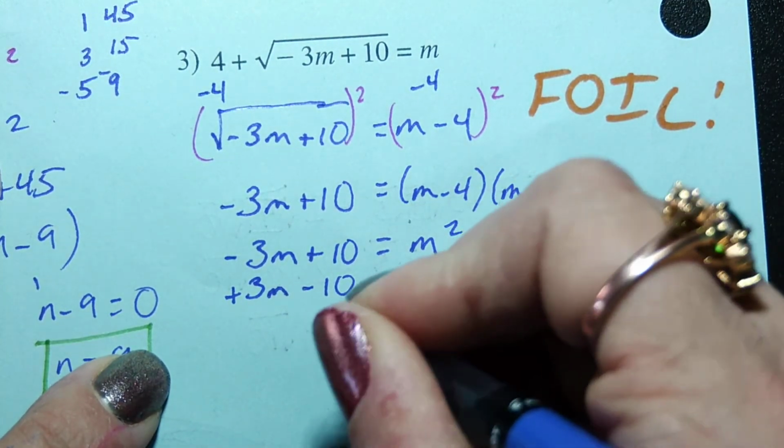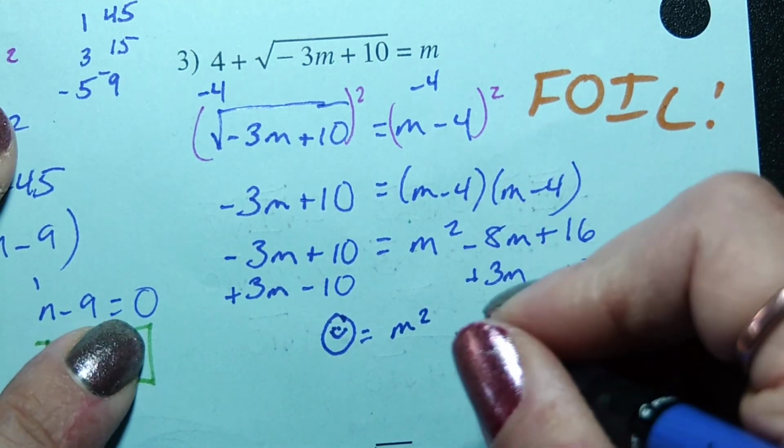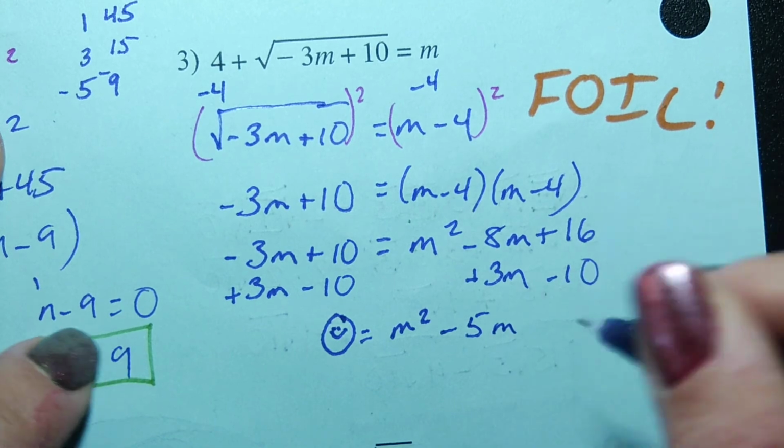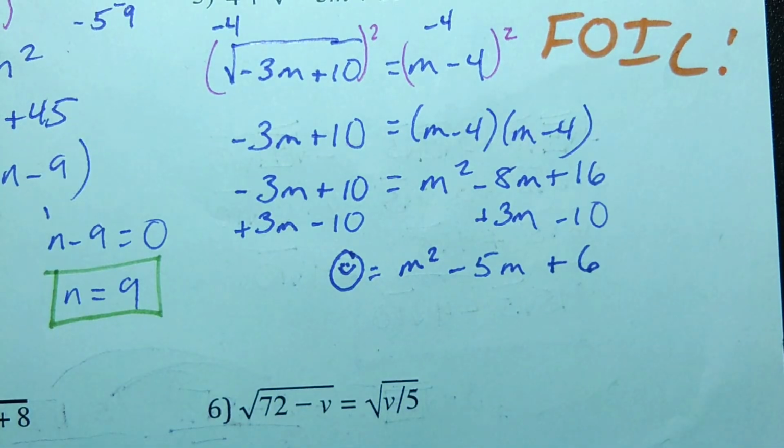So 0, making sure you use the opposite signs to move them. M squared, negative 5m, plus 6. Oh, this one is evil. Try to factor this one. Careful with how you factor it. Got to have the right product number, got to have the right sum number.